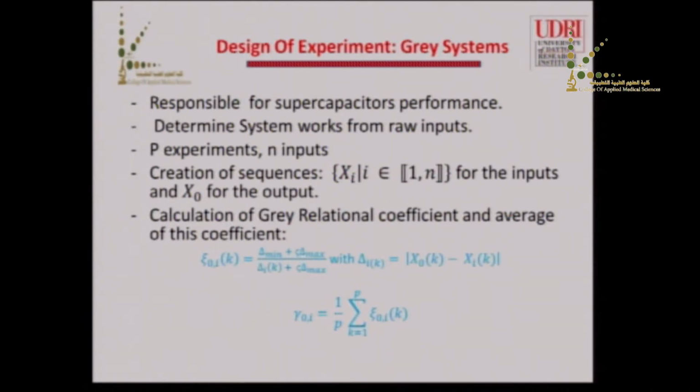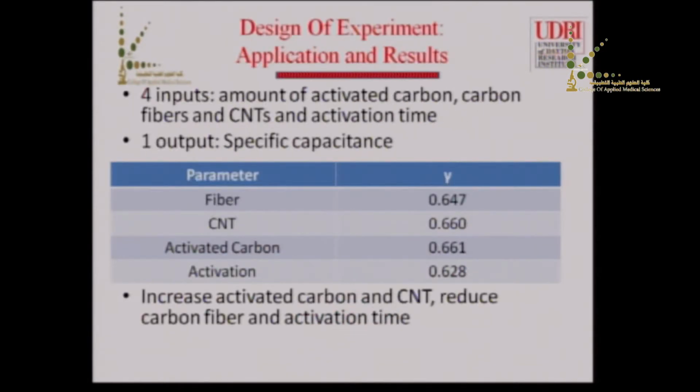This is the equation I used for this experiment. I have 4 inputs, as I told you, in the gray system. I use the fiber to mix with the carbon nanotube. I have activated carbon. I have activation time, that means the thermal treatment I used for this experiment. I make my calculation using all the factors I mentioned.